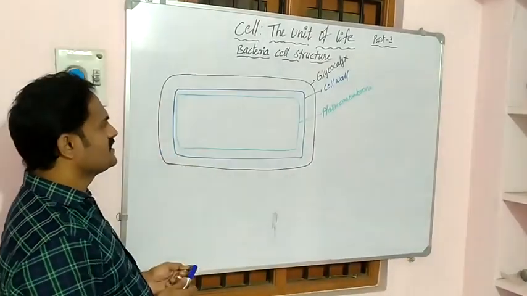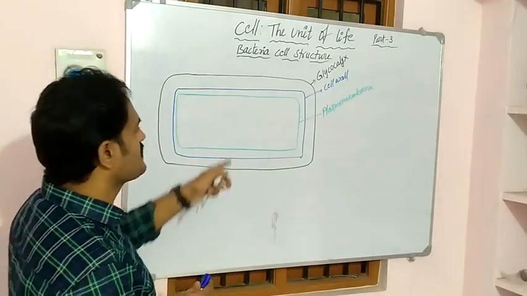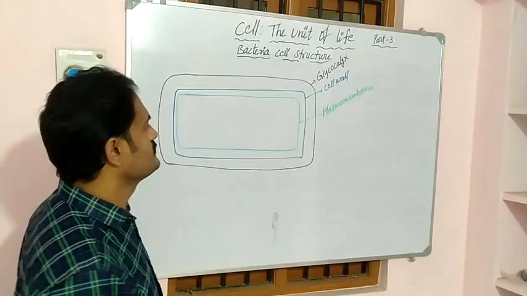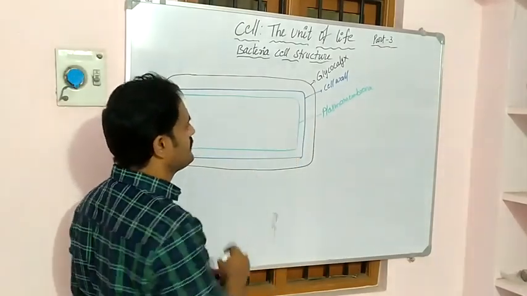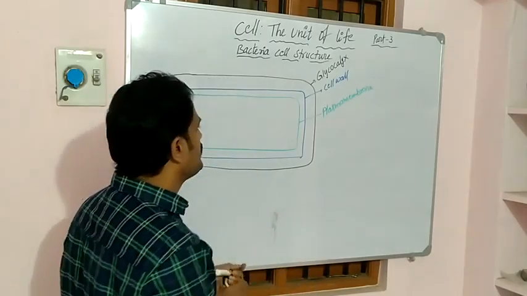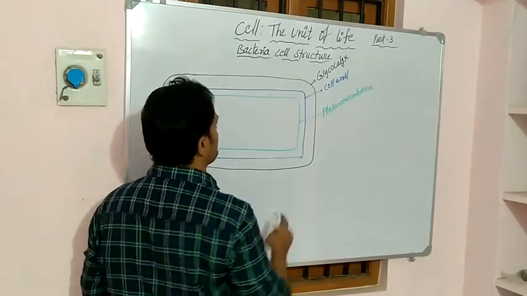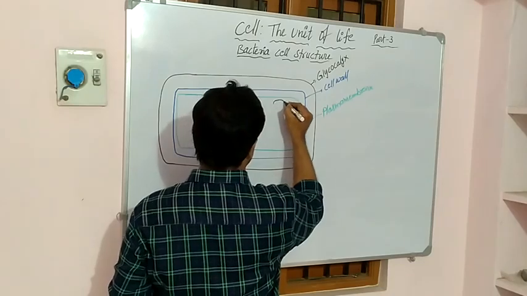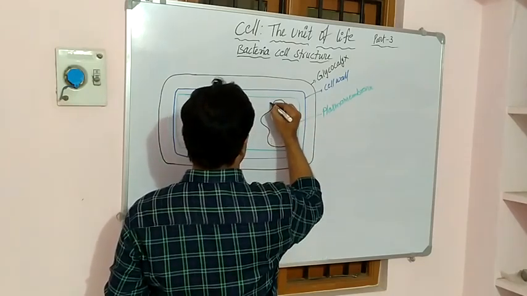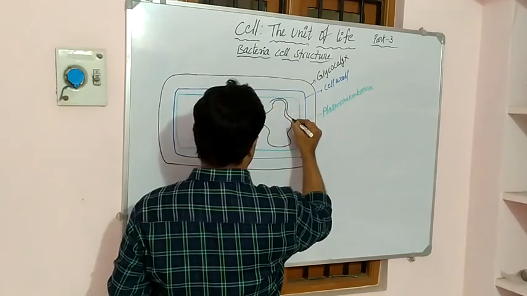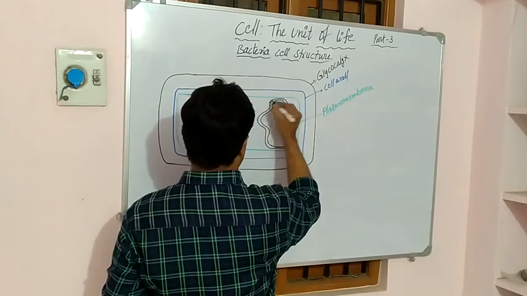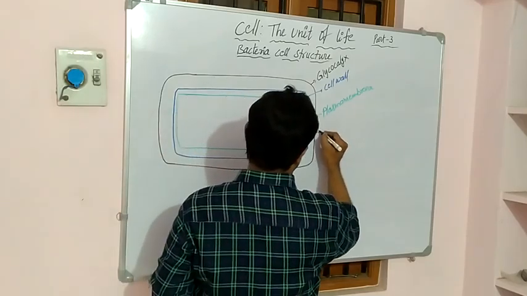And what are the innermost organs present inside the bacteria cell, or inside the plasma membrane? See, here some important chromosome is present, like this. So this is a chromosome.